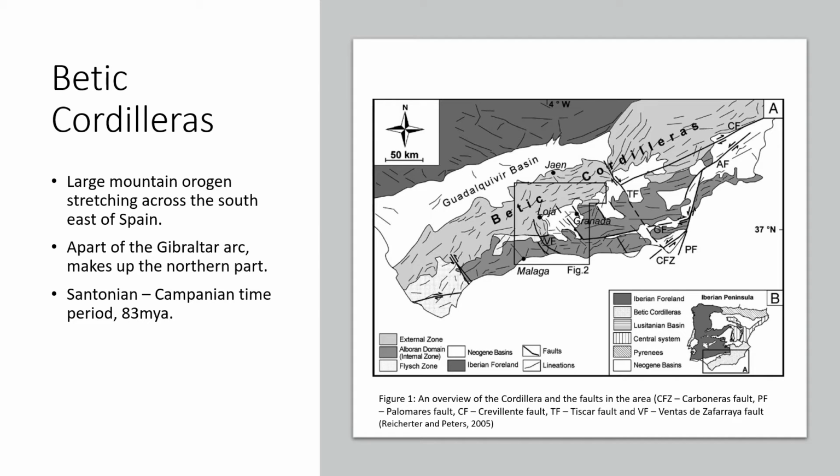So the Carboneras fault zone is located in the Betic region in southeast Spain, as you can see labelled CFZ at the bottom of the mainland in figure 1. The Betics makes up the northern branch of the Gibraltar Arc, and its structure came about due to tectonic activity in the Santonian/Campanian period, around 85 million years ago. There was oblique northwest-southeast convergence and collision between the African and Eurasian plate. This collision also resulted in the formation of the Alboran domain.